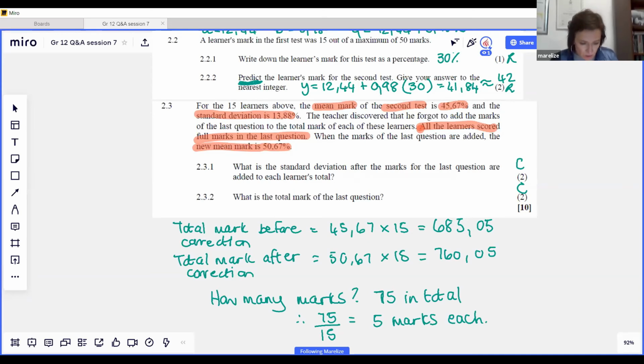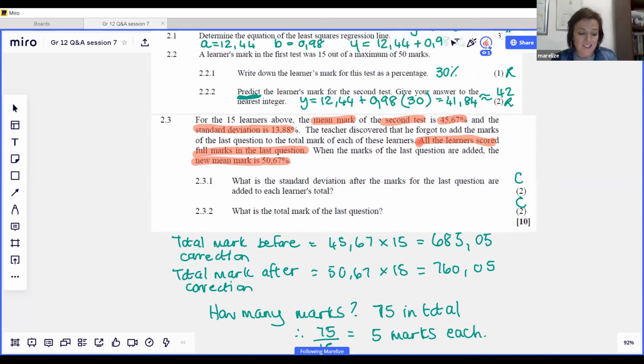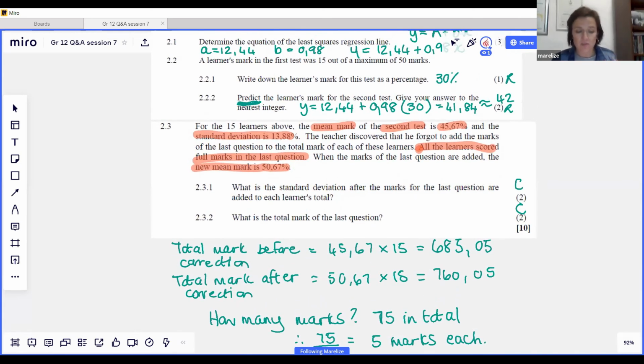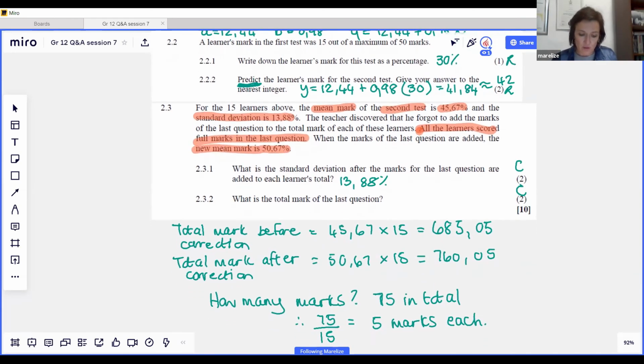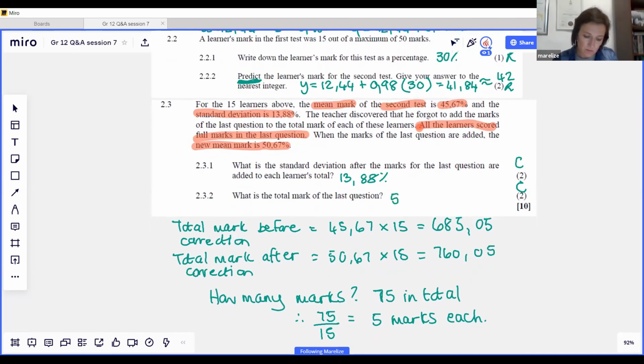So now I go back to the question. What is the standard deviation after the marks for the last question are added to each learner's total? Well, if each person gets the same mark, the standard deviation is not going to change. It's going to stay the same. So it's 13.88. Okay, so if you didn't know that, the mean changes, but because each person gets the same amount added to their total, the standard deviation is actually not going to change. It's going to stay the same. And then what is the total mark for the last question? Well, that's 5 marks. And I just worked it out over here.